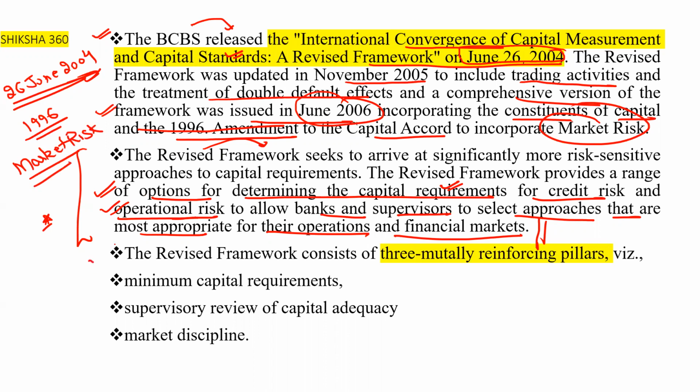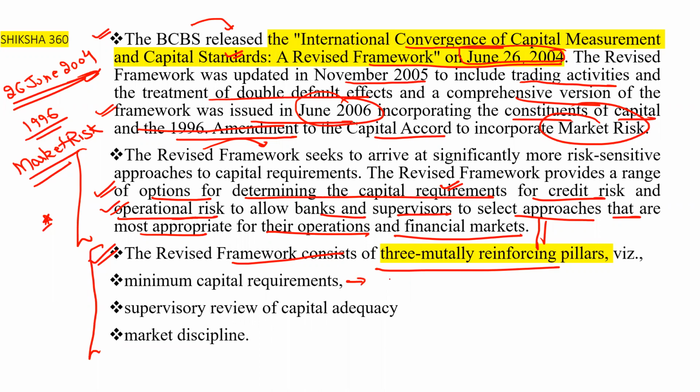Now, this is very important. The revised framework of the Basel norms consists of three mutually reinforcing pillars. The first question in your examination may be which of the following belongs to the three pillars, or which one is not among them. The first is the minimum capital requirement, the second is the supervisory review of capital adequacy, and the third is market discipline.